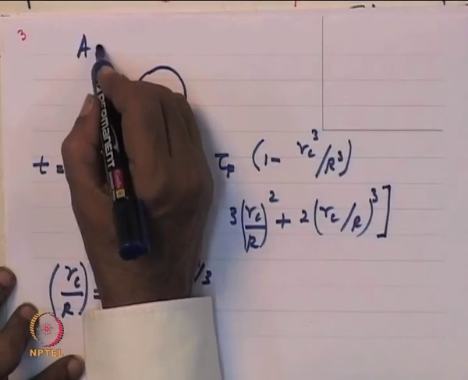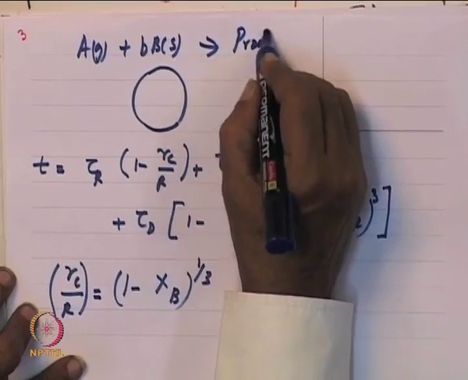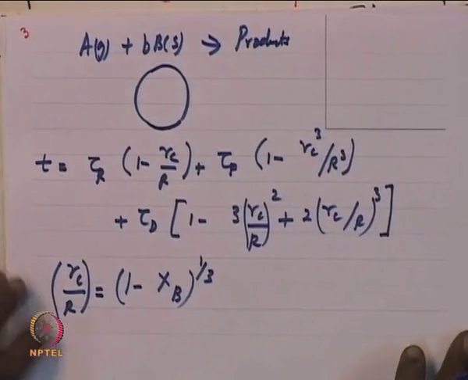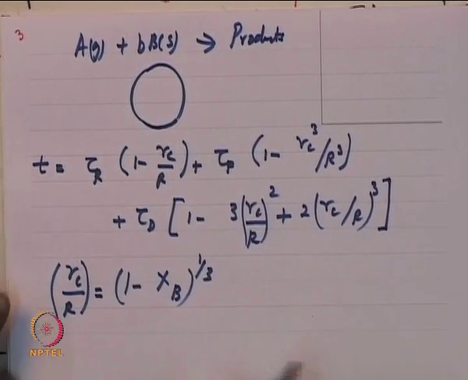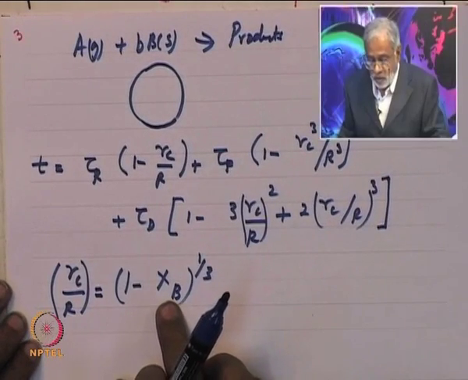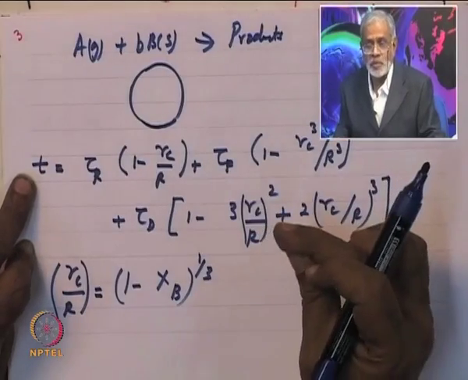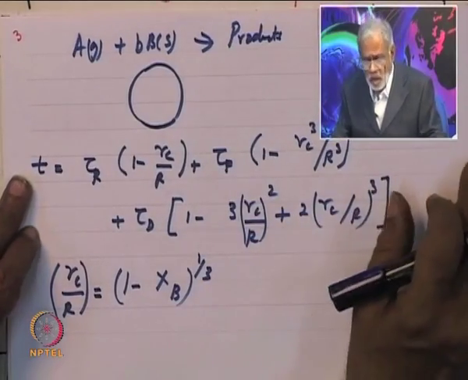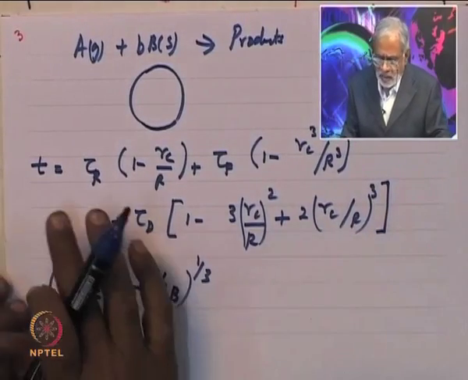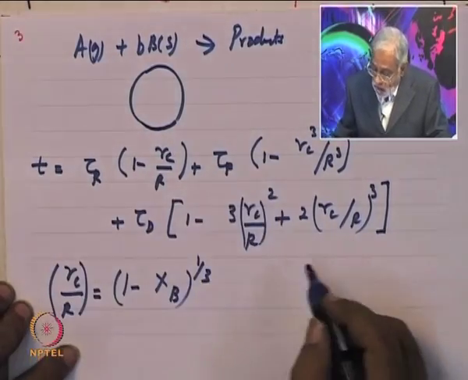So, I am just saying A gas plus b B solid equals products. If you have this kind of reaction, we have the time that is required for the reaction. Since Rc by R can be put in terms of XB, let us say we want 50% conversion. If you replace Rc by R like this, we can calculate the time required for 50% conversion, 60% conversion, 80% conversion and so on. In other words, we can calculate the time for a given extent of reaction. What are all these numbers, tau r? Let me put them on the next page because there is not enough space here.